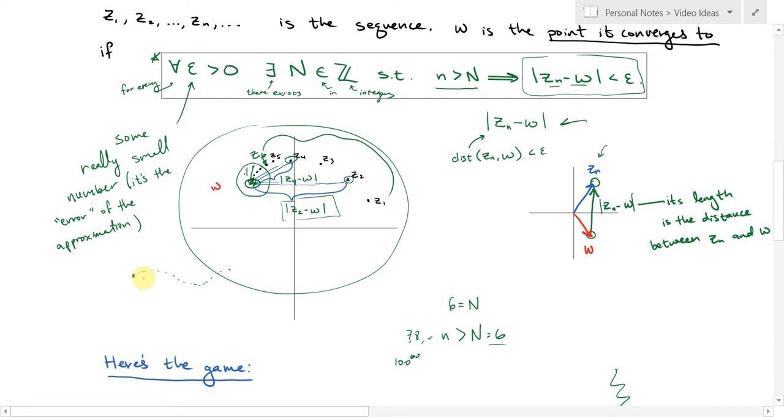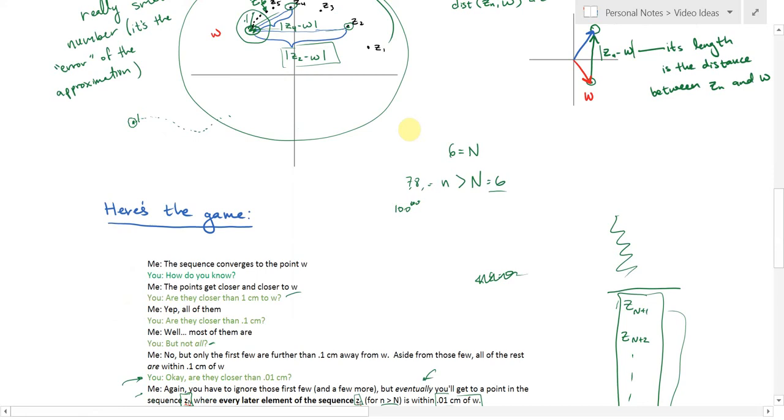So no matter how small you ask the distance to be, I can still find an infinite number of points in the sequence. In fact, all of the points past a certain point of no return will all lie within that distance. You pick something even smaller, I'll probably have to go further along in the sequence to find a point of no return, but I can still find it, as long as you don't give me something silly like zero. You gotta give me at least a little bit of leeway.